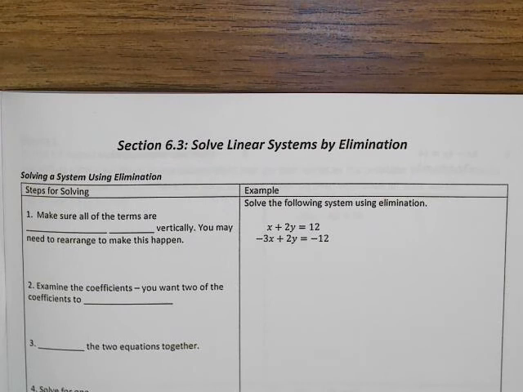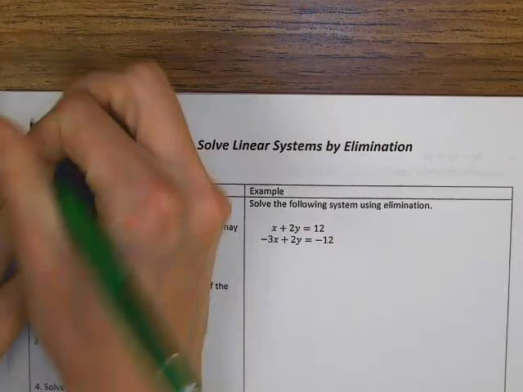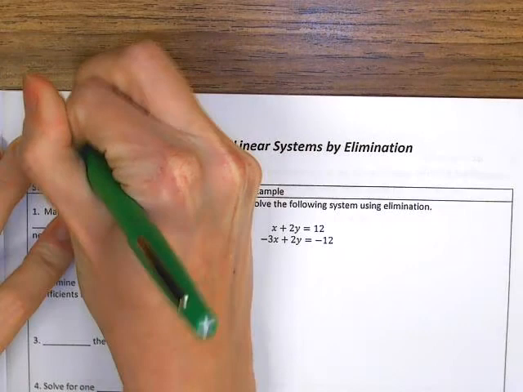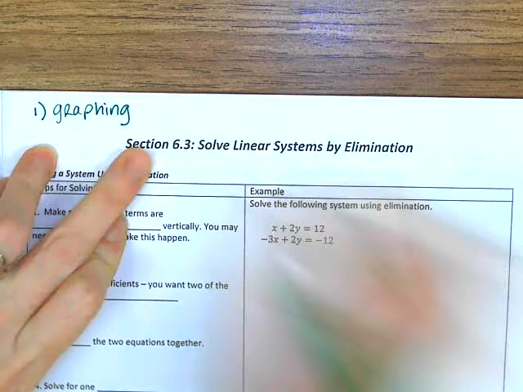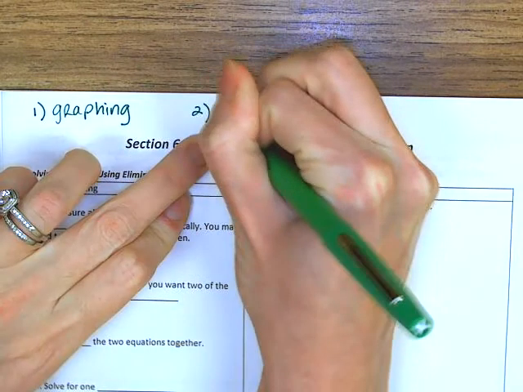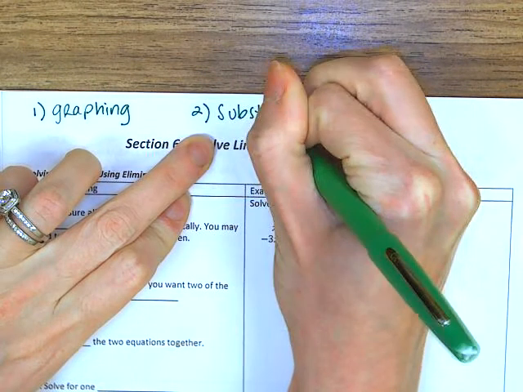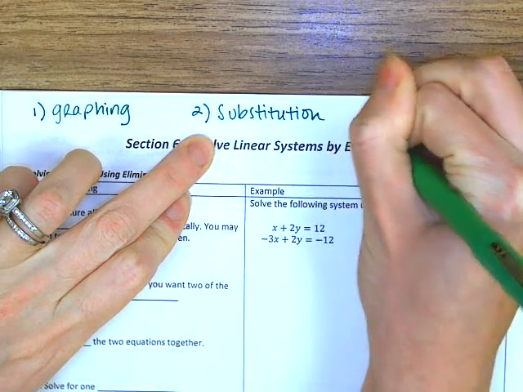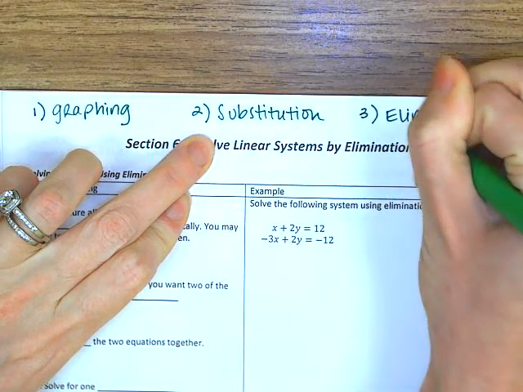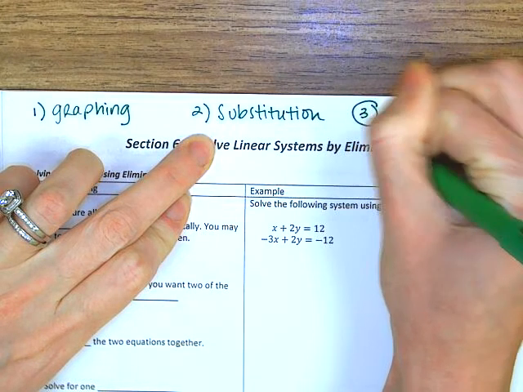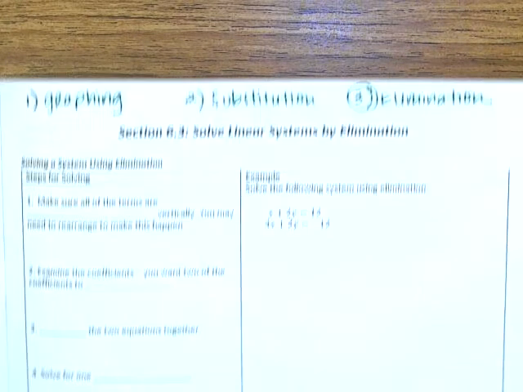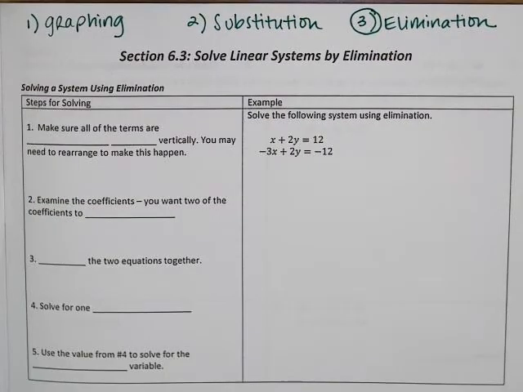This is the last method to solving solutions. Just as a refresher, the first way is to solve by graphing two lines and seeing where they cross. The second way is substitution, like we did yesterday. And then this third and final way is elimination. Most people like this one the best, but it all depends on the setup which way is most useful.